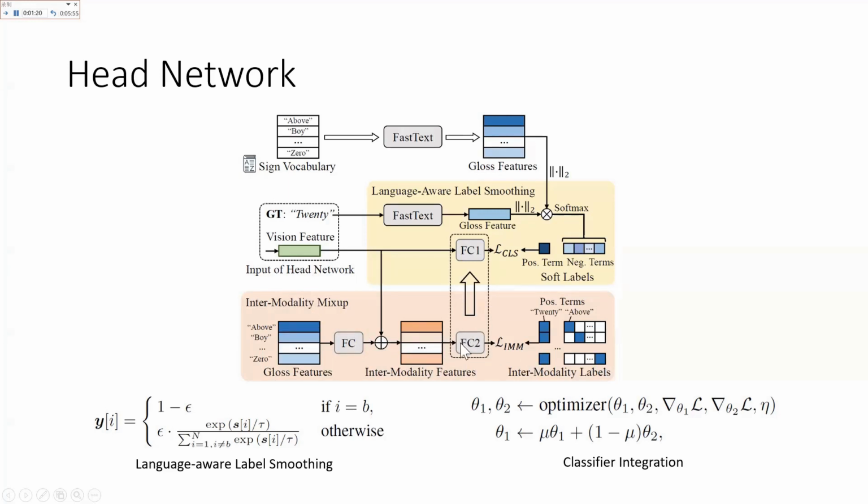However, we think that the well-optimized FC2 contains knowledge of classifying signs with the help of natural language information. So we further devise a classifier integration to propagate more information from FC2 to FC1, which is the sole classifier for inference.